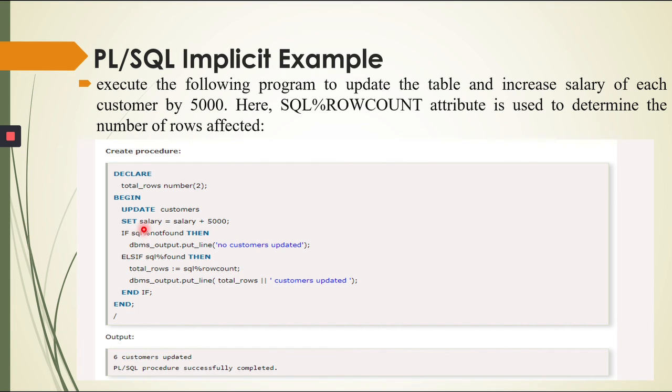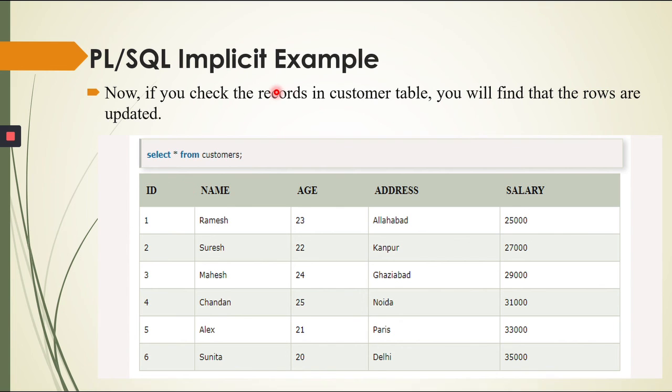According to that, it only displays that 6 customers are updated, but now I want to check whether all customers' salary is increased or not. For that I have to use the select statement. See here, if you check the records in the customer table, you will find that the rows are updated. To see the table data, I have to use the select statement. So select star from which table? Customer. So select star from customer, it will display the table.